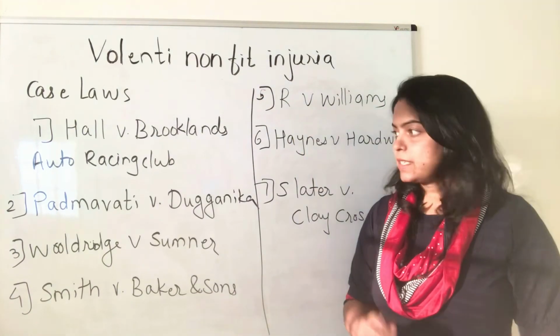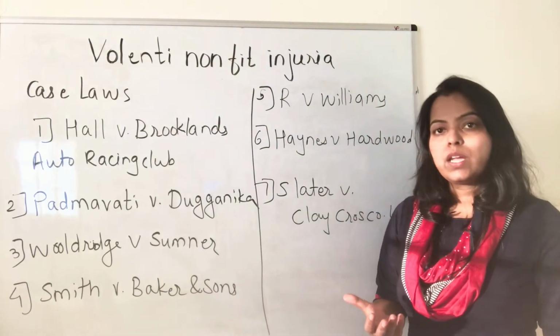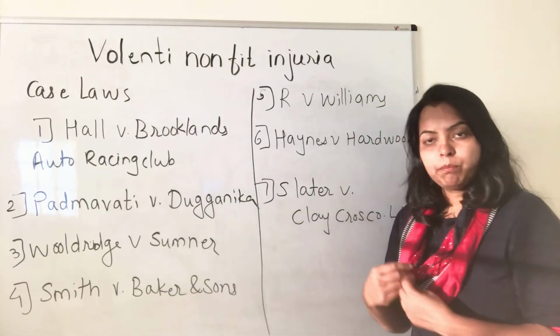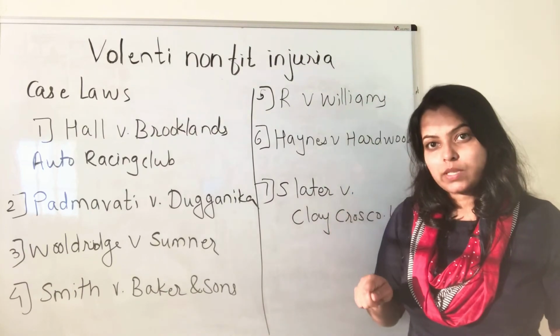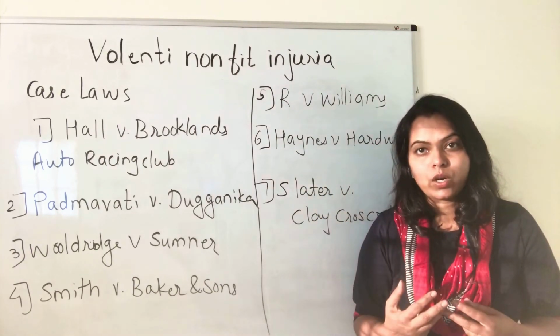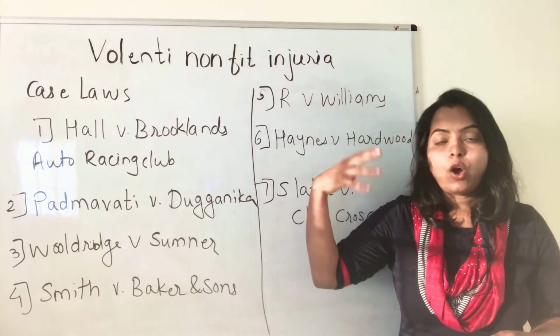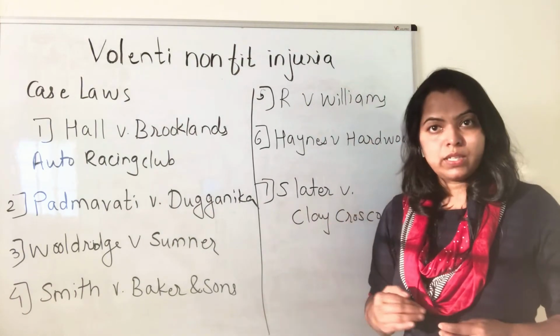Next case law is Smith versus Baker. There was a stone mine, and A was an employee of B. A was working on the stones, hammering them, and a crane was carrying some stones. Due to the negligent act of the crane worker, some stones fell on A and A got injured. In this case, he sued B for the damages.